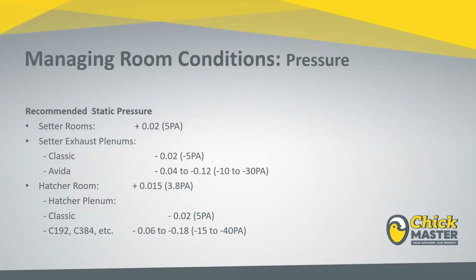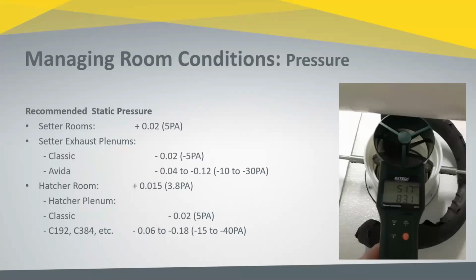When we talk about the C192, C384s, those hatcher machines have the internal paddle fan, which is again not designed to create a static, and therefore there is a more negative range required in order to control airflow through the hatcher. And that range could be anywhere from a negative 0.06 to a negative 0.18 or negative 15 to negative 40 Pascals. And that again is in reference to the room.